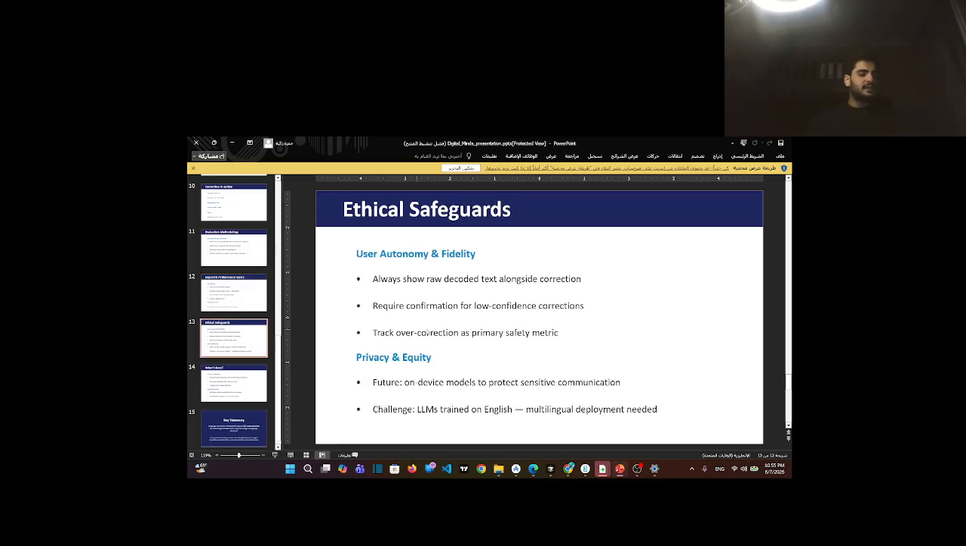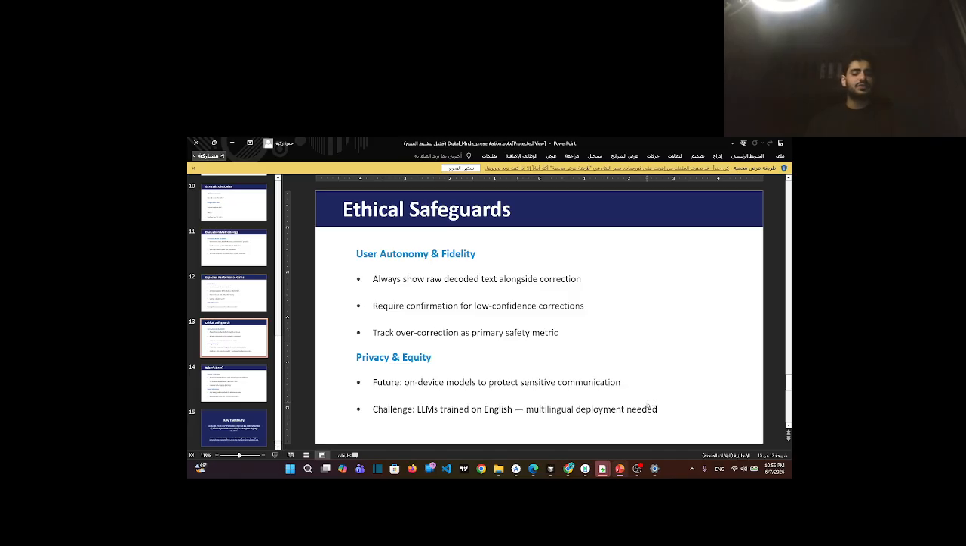And for slide 13, ethical safeguards. Ethics are very important in this project because the system is dealing with human communication. The first principle is user autonomy. The system should always show raw decoded text alongside the corrected version. This allows the user to understand what the system changed.